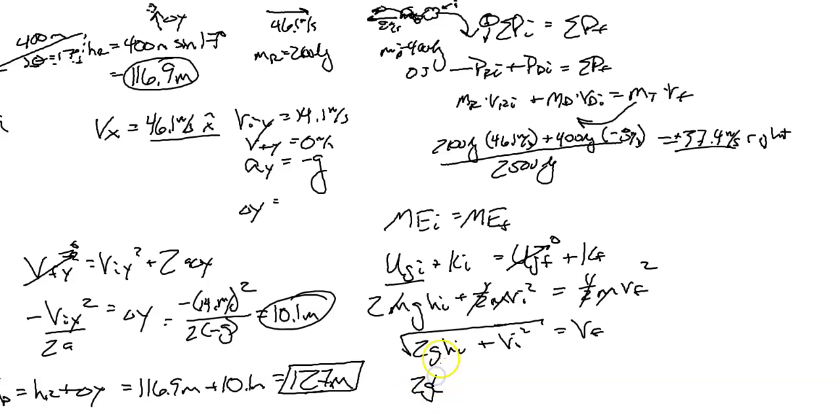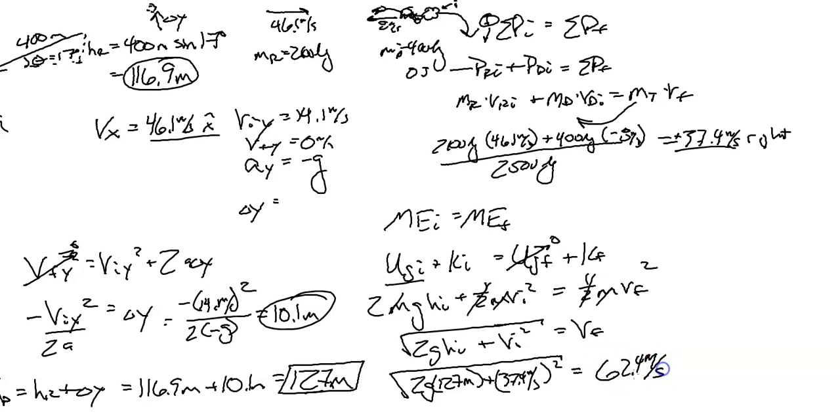So this would be 2 times g times what is the height initial after the collision? That's at 127 meters. Plus, what is the velocity at the top initial? Well, that's what we just found, that 37.4 meters per second, squared. Square root that, and our final answer is 62.4 meters per second.